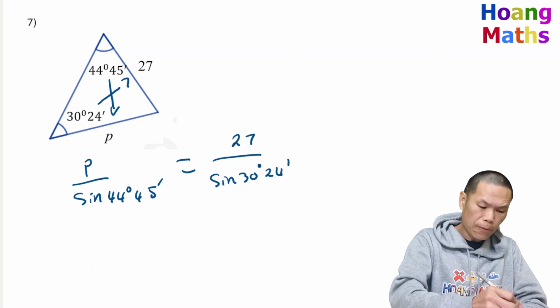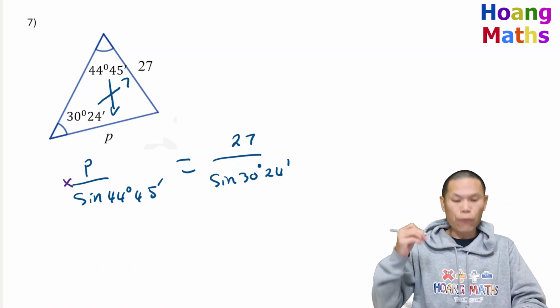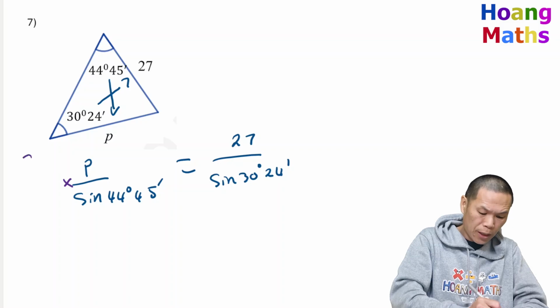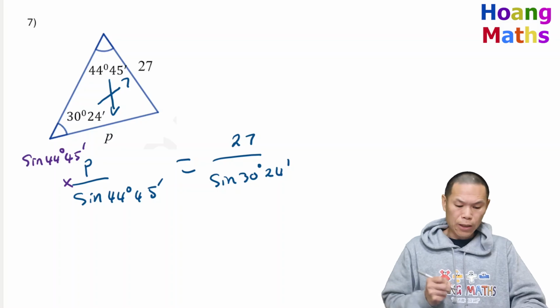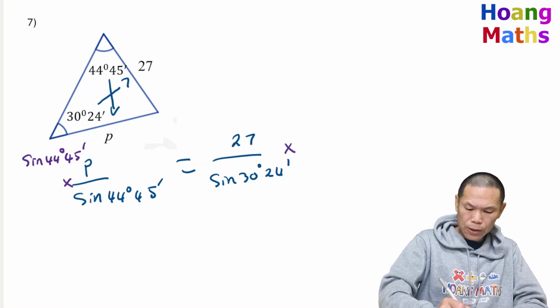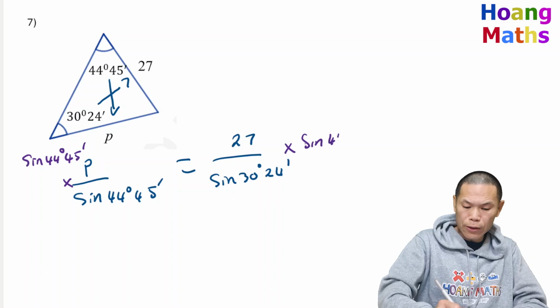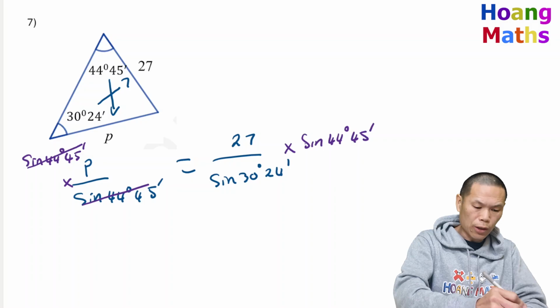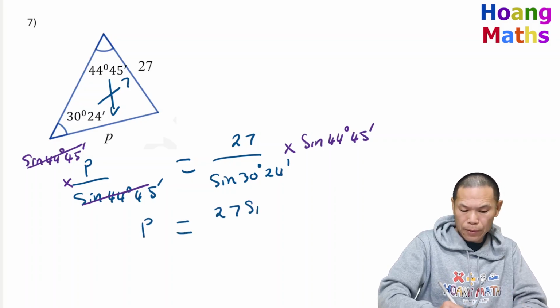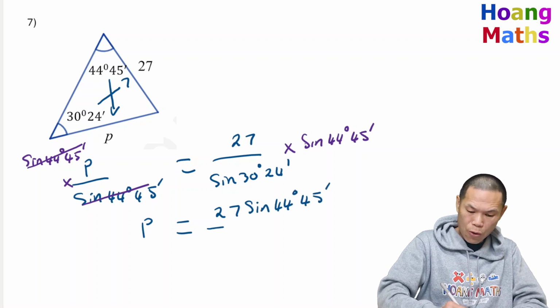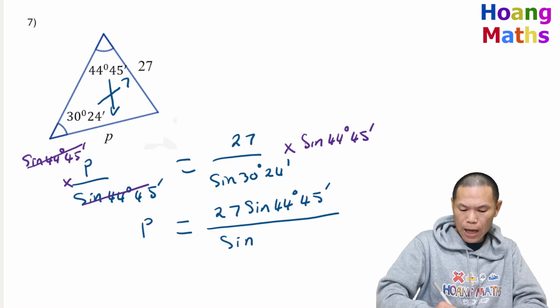So to solve for P, which is times sine of 44 degrees 45 minutes. Then do the same thing on this side. So sine of 44 degrees and 45 minutes. So this cancels out. So therefore P equals 27 sine of 44 degrees 45 minutes over sine 30 degrees 24 minutes.